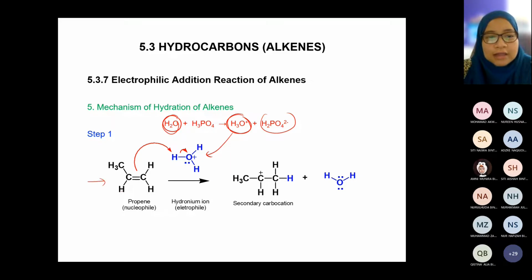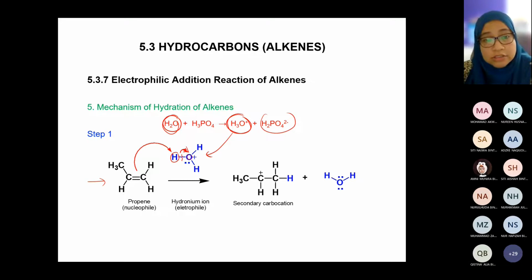The alkene, the propene, will attack the hydrogen from the hydronium ion. Attack as in it wants that hydrogen. So this hydrogen will be removed. But before it is removed, this hydrogen belongs to this oxygen, right? So when this double bond attacks the hydrogen, this bond needs to be broken. When it breaks, the electrons shed, since it is a bond that shares two electrons, both electrons will be given back to the owner, which is the oxygen.